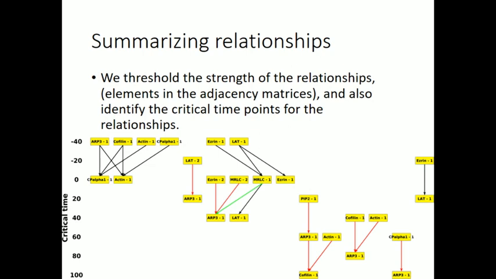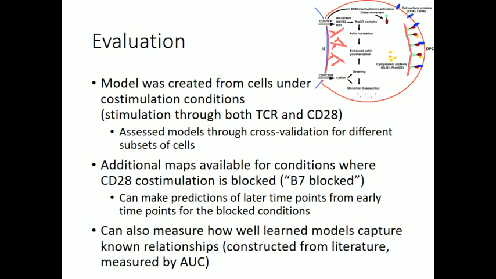Okay, so now that's all great, but the question is, how accurate or how useful is this particular model? All right, so there are three ways in which we evaluated that. The first of those is very simple, which is that we had movies of 100 cells per protein.